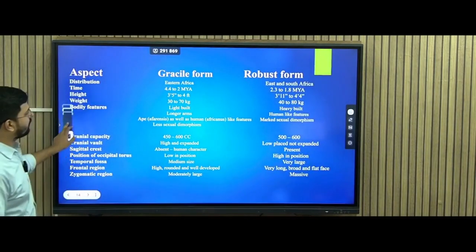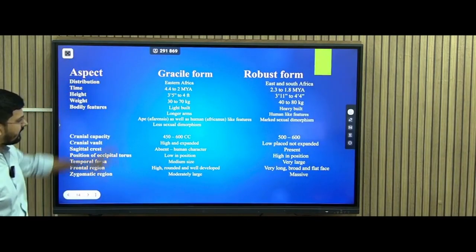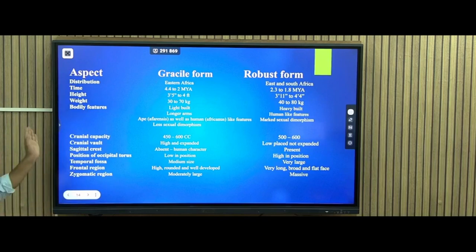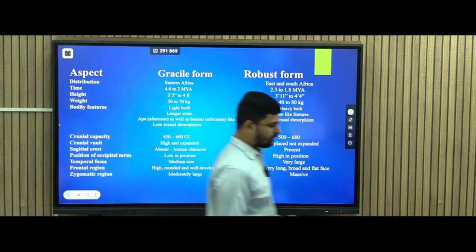Right, now you can see the differences between the gracile and robustus form. Just go through once and I'll try to discuss it again.